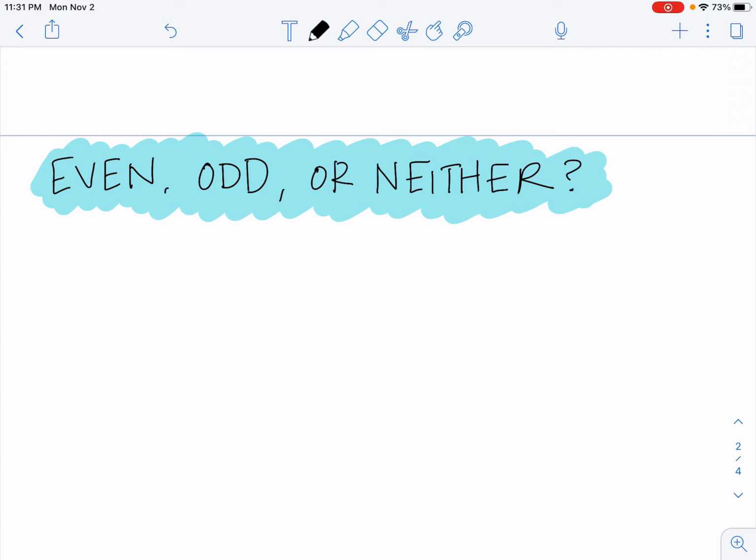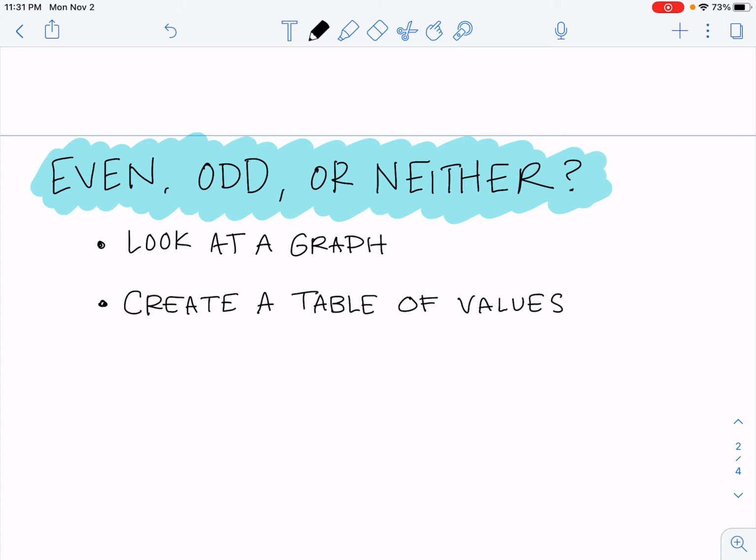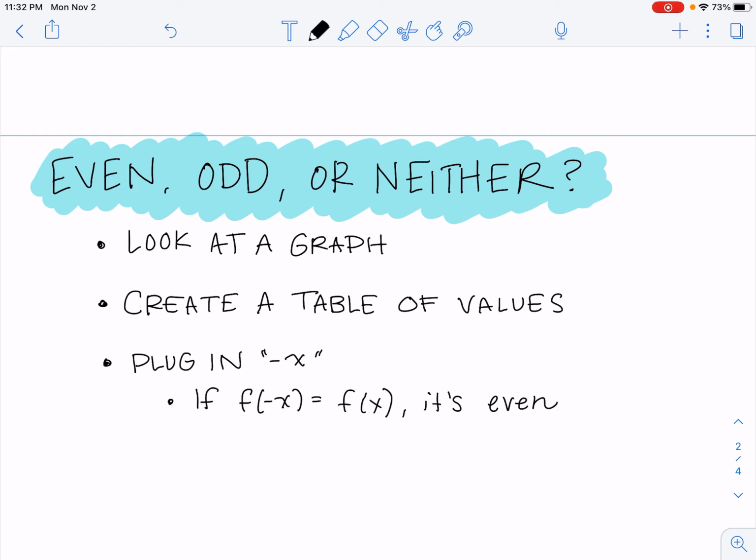Now, the next question is, if we have a function, how can we tell if it's even, odd, or neither? And it will always be one of those three. Well, the first thing you could do would be to look at a graph, put it in Desmos. Does it look even, odd, or neither? The next step might be to create a table of values and see if it follows that pattern. The last step, and probably the most definitive one, is to plug in the opposite of x.